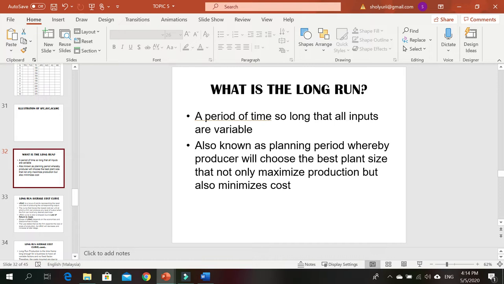And long run is also known as a planning period whereby producers will choose the best plant size, not only to maximize production but also to minimize costs. Because when we are already able to operate in the long run, meaning that we are very capable of managing our business, so we are trying to be very efficient, we are trying to find the best way possible to produce something by minimizing our costs so that we can maximize our profit. So the objective of every firm in the long run is that.